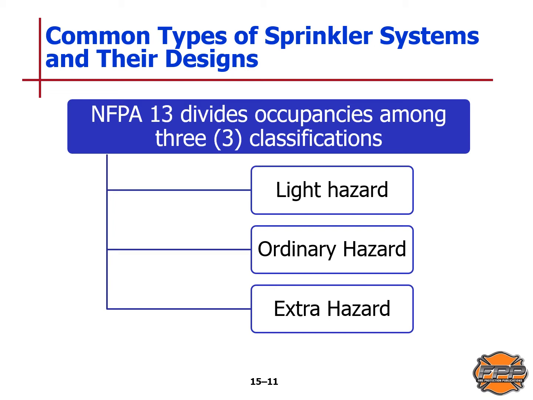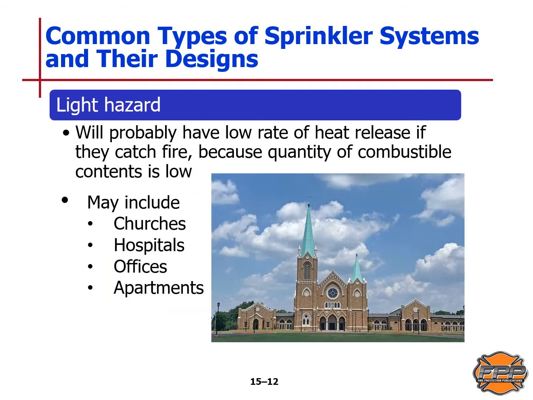NFPA 13 divides occupancies among three classifications: light hazard, ordinary hazard, and extra hazard. A light hazard will probably have a low rate of heat release if it catches fire because the quantity of combustible contents is low. This may include churches, hospitals, offices, and apartments.